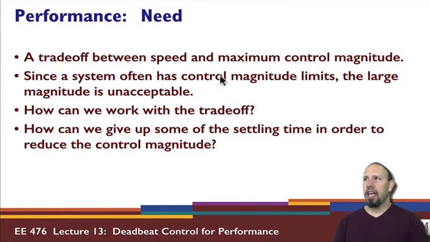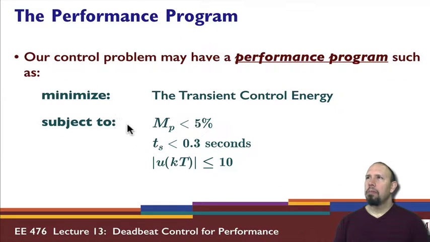Since a system often has control magnitude limits, the large magnitude is unacceptable. We couldn't put that system into the lab and get it to work. We can't produce that kind of voltage. So the question is, how do we work with that trade-off? How can we give up some of the settling time, for example, in order to reduce the control magnitude or the overshoot? The overshoot we saw was really large, and if we allowed the sampling period to get longer, we could reduce the overshoot, but can we do better? That's the question. And so our problem boils down to this.